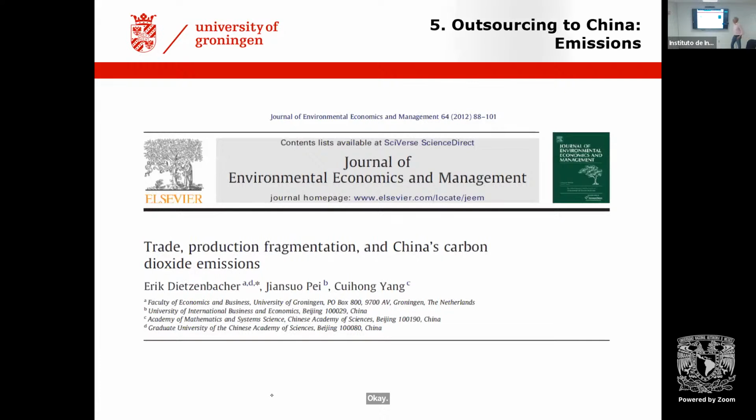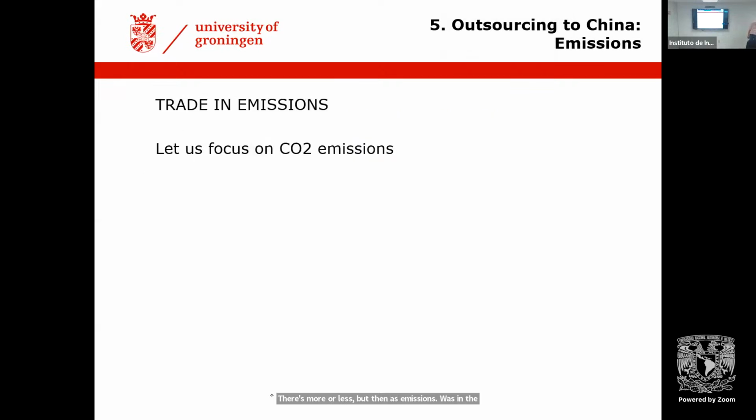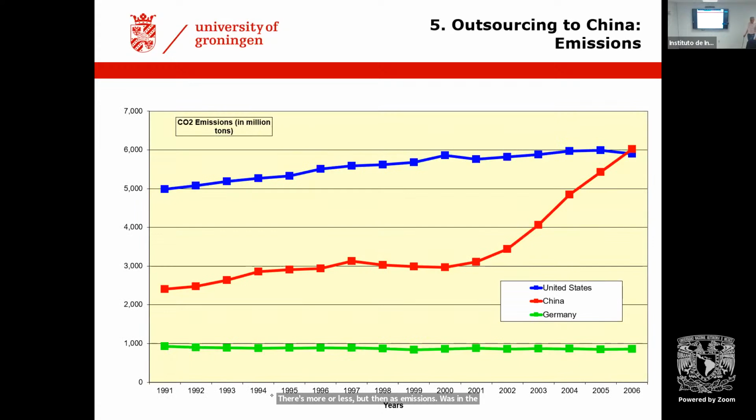Now this paper does more or less the same, but then adds emissions. It was in the Journal of Environmental Economics and Management. So this paper looks at emissions, and these are the emissions from 1991 to 2006. And it stops here because 2006 is the first year where China emits slightly more than the US, and the two diverge ever after.